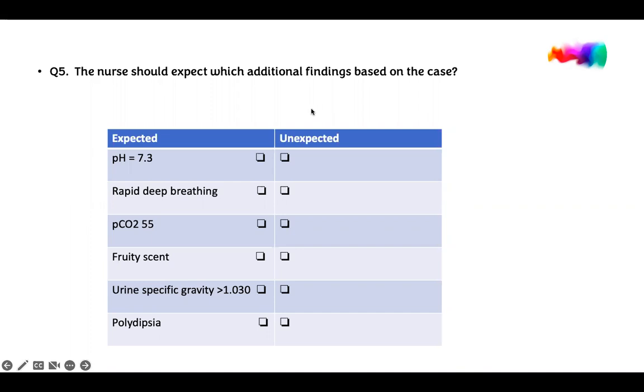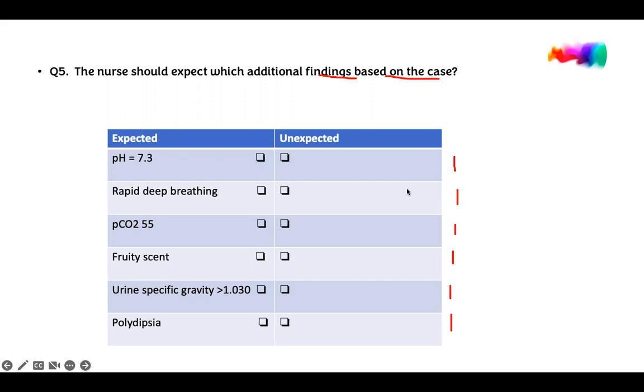The next, you expect which additional findings. So this is your traditional SATA, select all that apply. They can give it and mix it together. They can grade this by each level. I did not state it, but maybe if you get this right or wrong, you won't get a point. So let me assume, let's do it like each level is a point. So you need 1 point here, 1 point here, 1 point here, 1 point here, 1 point here.